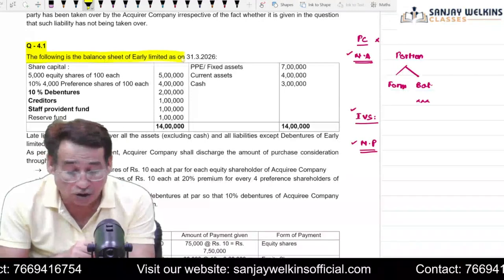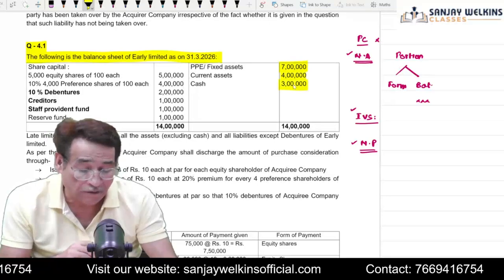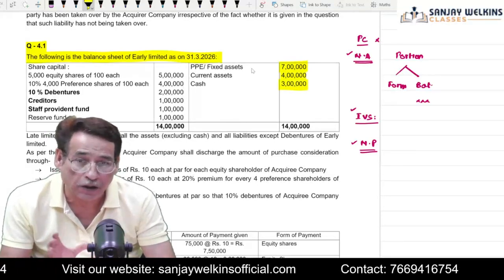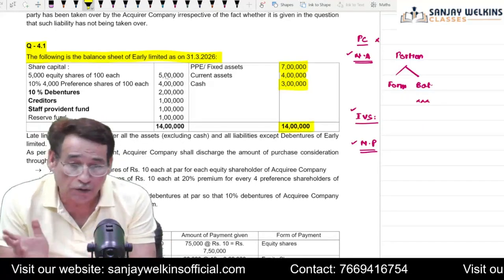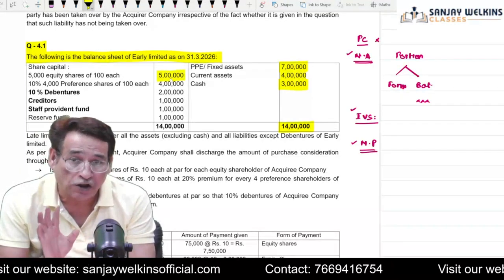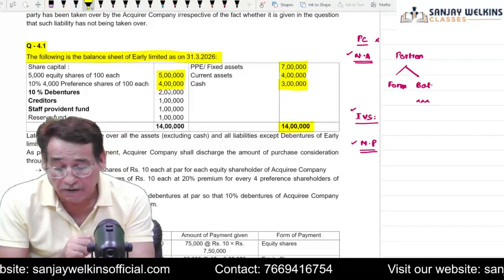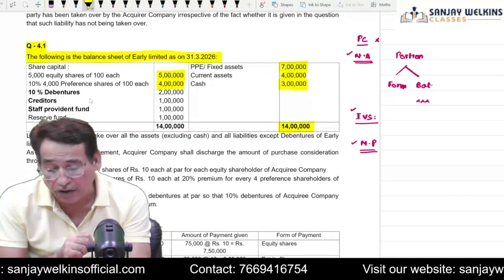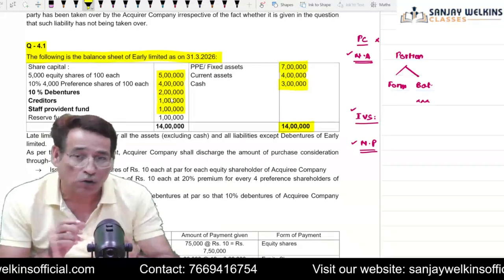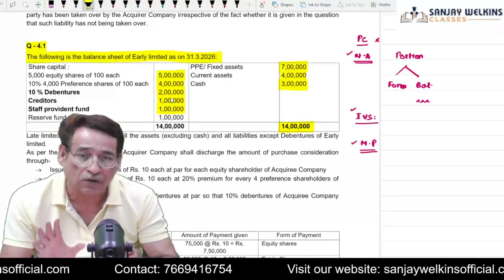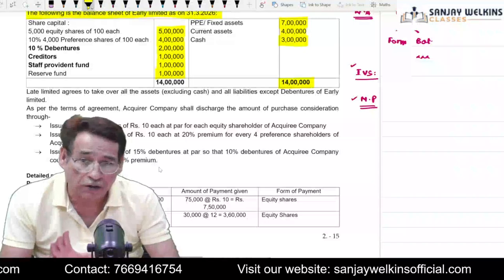This is the balance sheet of the company on 31st of March 2026. Because I have to explain the concept, I have kept only three items on the asset side: property, plant and equipment or fixed assets, current assets and cash. Total happens to be 14 lakh. Now coming over to the liability side, I have written equity share capital. Besides that, this is the first question wherein we are coming across preference shareholders. And in bold, I have written three liabilities: 10% debentures, creditors and staff provident fund. Anything which is due to employees or staff is a liability and it is not a free reserve. And there is a free reserve in the question in the form of reserve fund, correct?